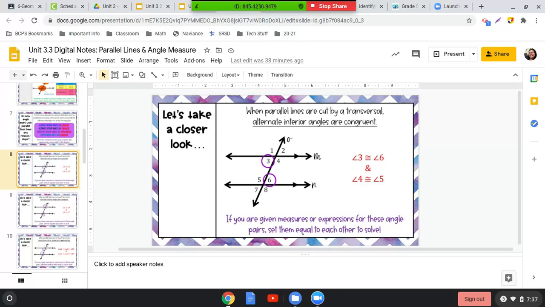So if you were going to write it out into an expression, you're going to say that angle 3 is equal to angle 6. And then we could solve for that equation.